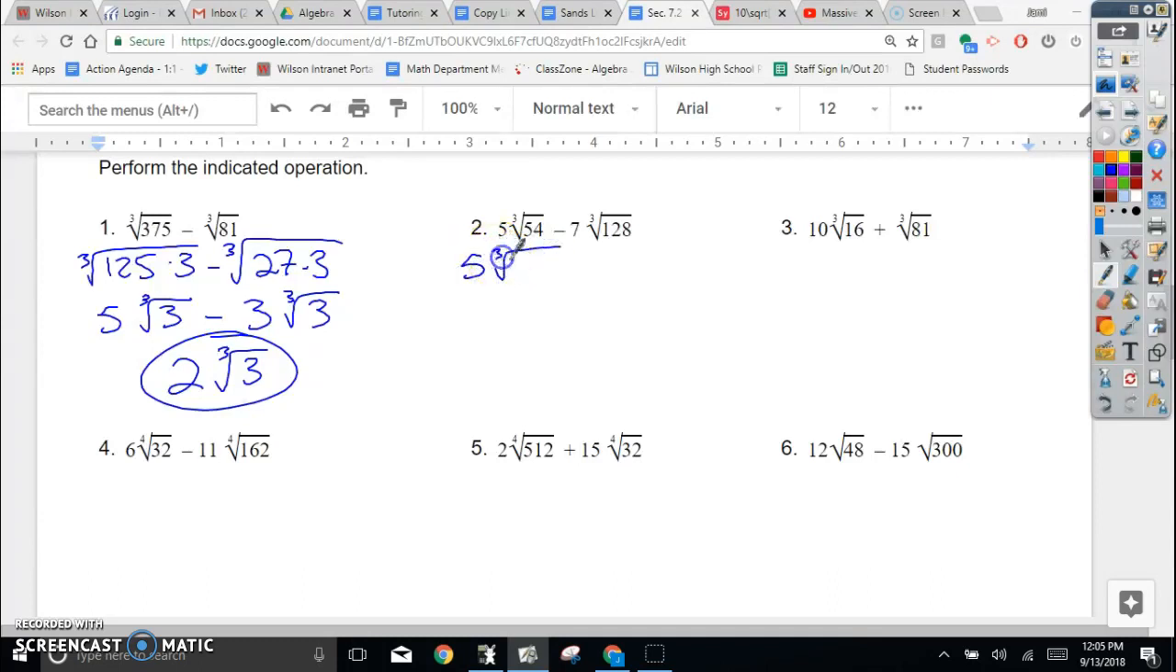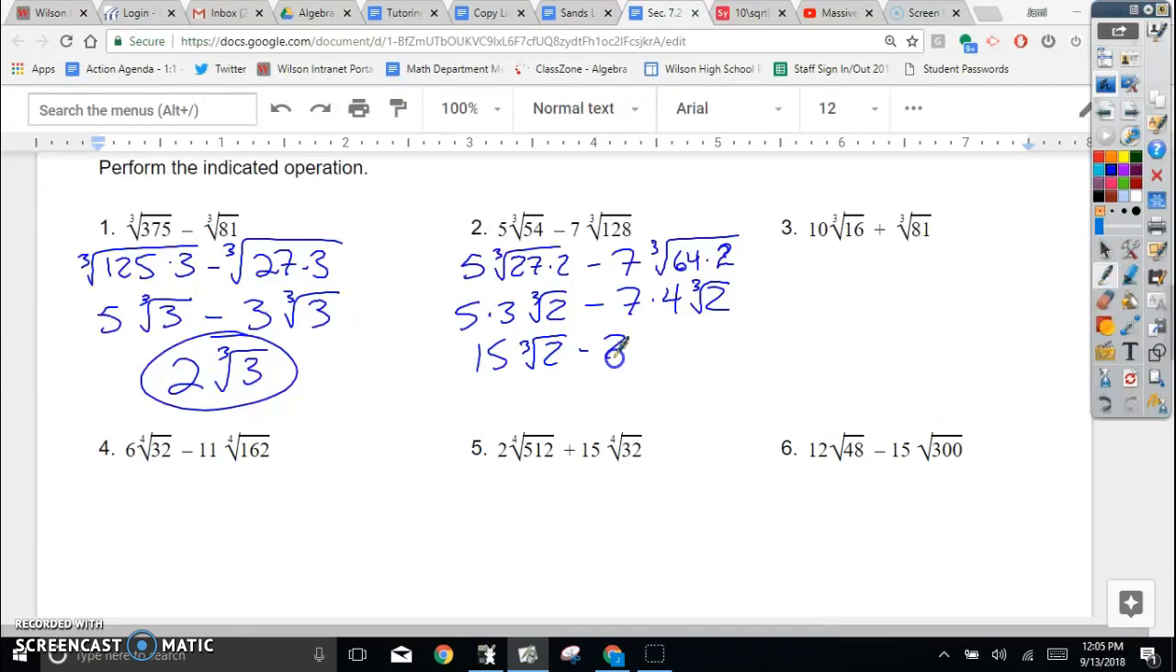So I know 27 is a cube root. So this is 27 times 2. You take the cube root of 64. So this is 64 times 2. So this will be 5 times 3 times the cube root of 2. This will be 7 times 4 times the cube root of 2. So this is 15 cube root of 2 minus 28 cube root of 2. So 15 minus 28 is 13, and it's negative 13 cube root of 2.